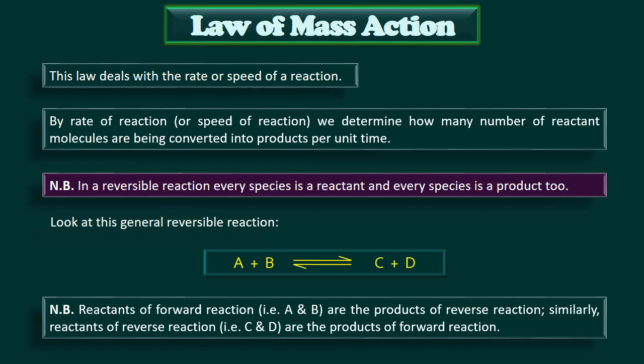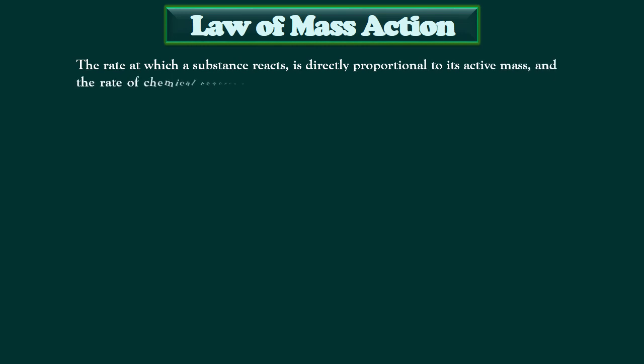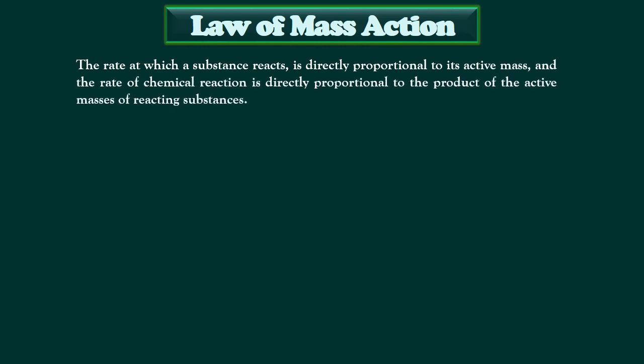I hope you understand. So the law states that the rate at which a substance reacts is directly proportional to its active mass, and the rate of chemical reaction is directly proportional to the product of the active masses of reacting substances. I'm gonna erase it and rewrite by highlighting some of the words, and that is active mass.